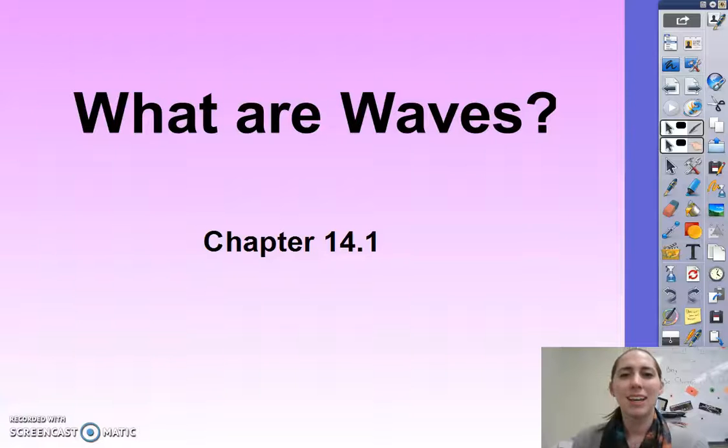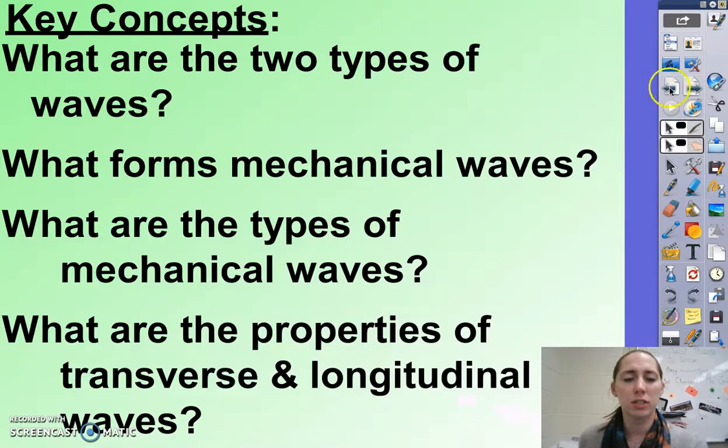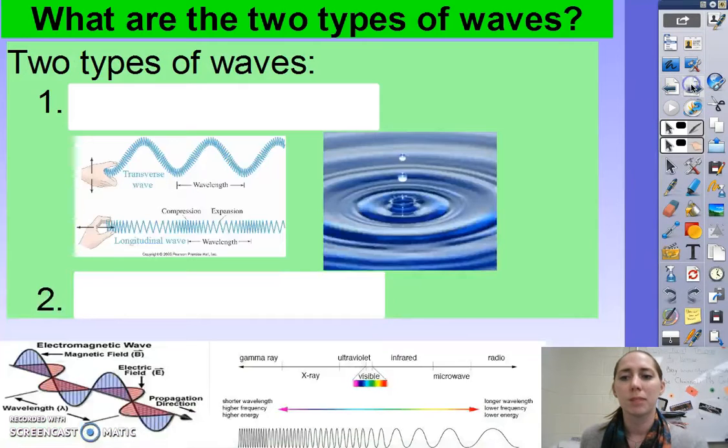Ladies and gentlemen, this is What Are Waves, and it correlates with Chapter 14.1 in your textbook. Your key concepts for this video are: what are the two types of waves? What forms mechanical waves? What are the types of mechanical waves? And what are the properties of transverse and longitudinal waves?